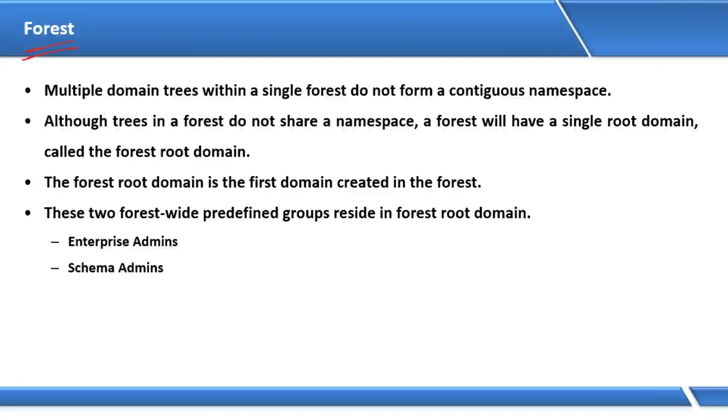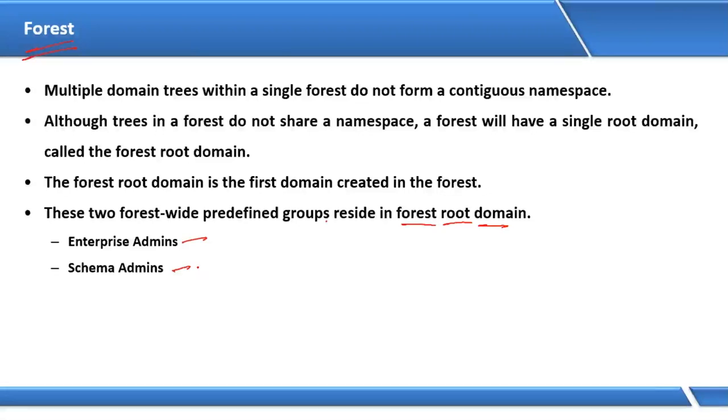Now try to understand these two groups. These two groups are called forest-wide predefined groups, and these two groups are available only in the forest. And what are the group names? Enterprise Admins and Schema Admins. So remember, these two groups are not available in child.com. You can check practically after your lab is done. You cannot find these two groups in the child domain. You cannot find these two groups in soft.com, the NDF domain. These two groups are available in zoom.com, in the forest root domain only.